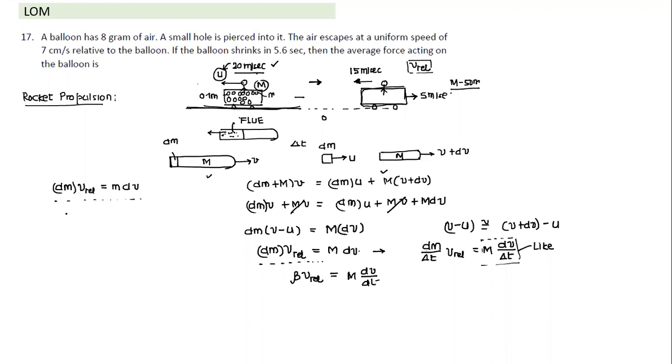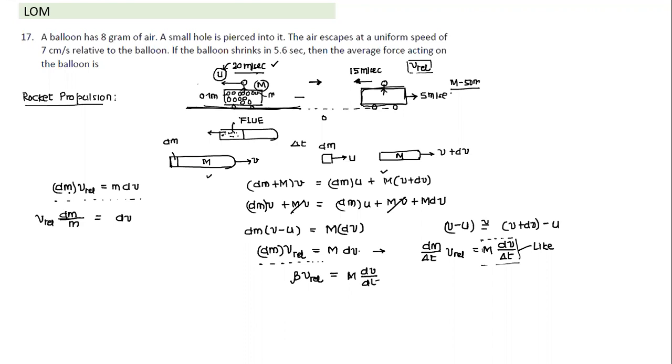So I can write something like this: v relative into dm by m is equal to dv. Should the equation have the same sign or should it have a negative sign here? Can anyone think of whether it should have the same sign or a negative sign?